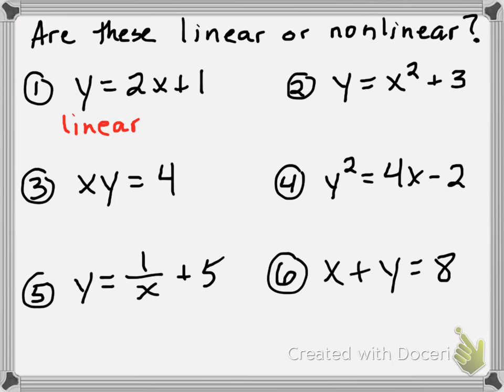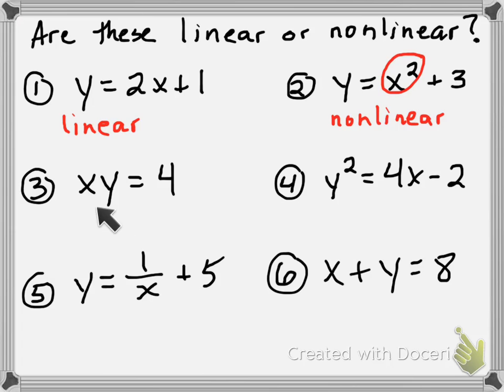Okay, so now, when I look at number 2, it says y equals x squared plus 3. Well, I see an x squared. That's one of the things that I can't have if it's going to be linear. I can't have an exponent other than 1. So that makes number 2 nonlinear.